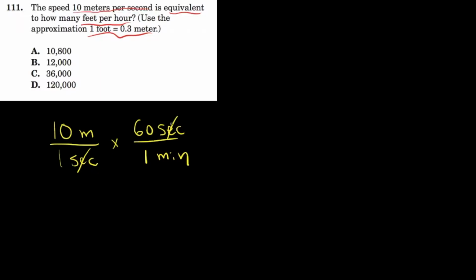Right now, if I did this calculation, I would have meters per minute, but I want feet per hour, so let's go a little bit farther. Let's turn these minutes into hours. I know there are 60 minutes in 1 hour. Again, we have minutes on top and minutes on the bottom, so they cancel, and right now my unit would be meters per hour.